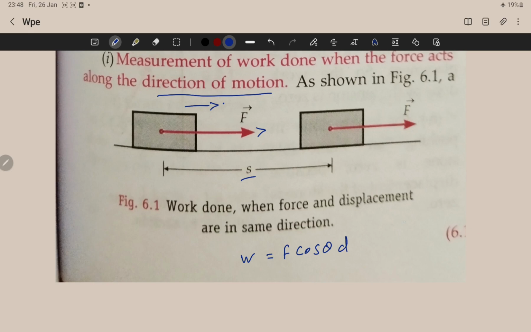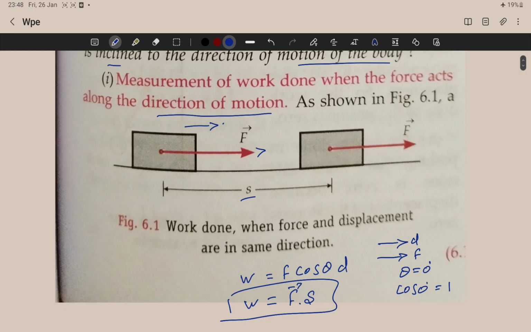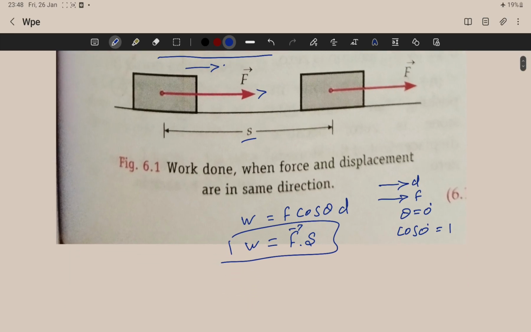So we know if the direction of movement of the body and the direction of force are both the same, the angle will become 0, and we know cos 0 is equal to 1. So work done will become just the product of force and displacement. Here the force is F and the displacement is S. Force is constant, therefore it becomes the product of force and displacement. So this is the case when the force acts along the direction of motion.